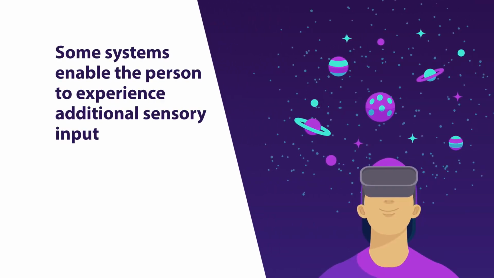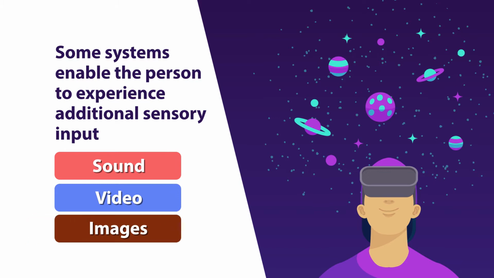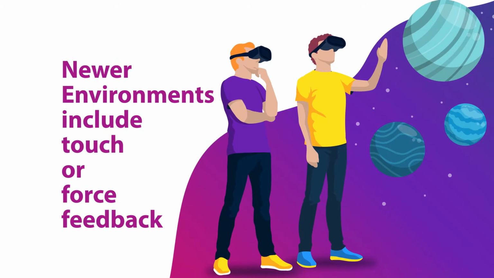Some systems enable the person to experience additional sensory input, like sound, video and images, which contributes to their overall experience and form part of the virtual reality environment. Some newer environments include touch or force feedback through a haptic device such as a data glove, which further enhances the complete experience of virtual reality.